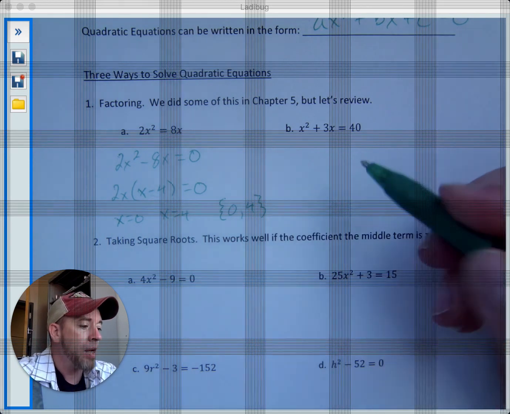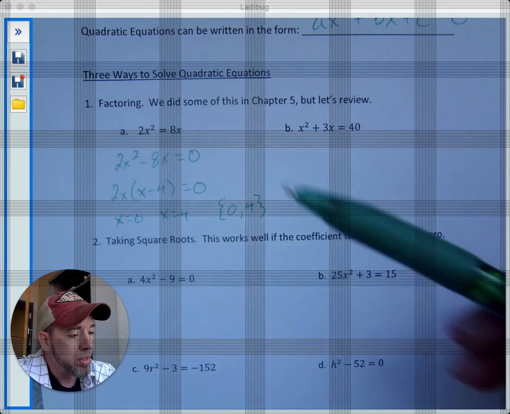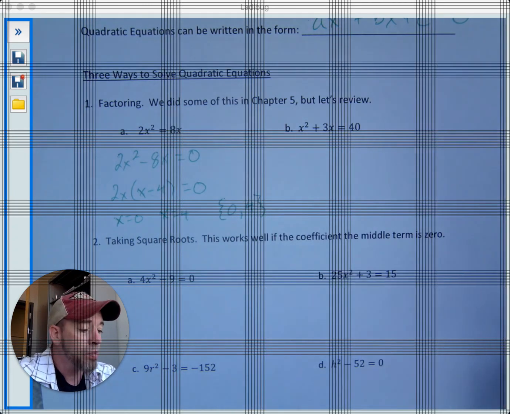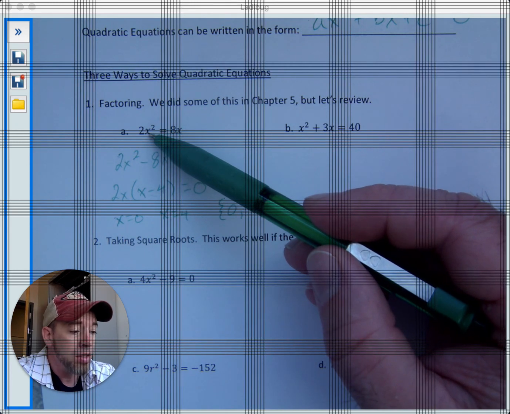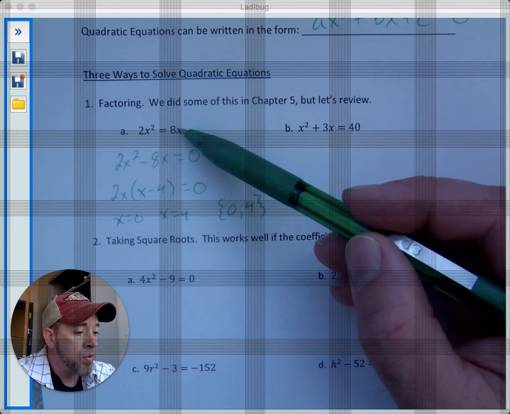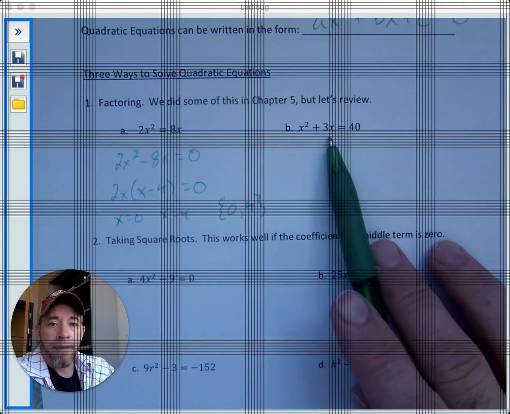It's not ever a bad idea to plug these back in to make sure they work. If we plug in 0, we get 0 equals 0. That works. We plug in 4. We get 2 times 16 on this side, which is 32. Here we get 8 times 4, which is also 32. All right, let's look at another one.